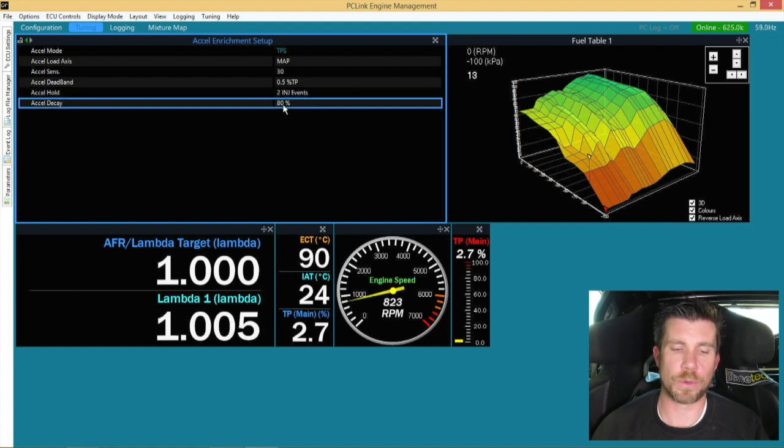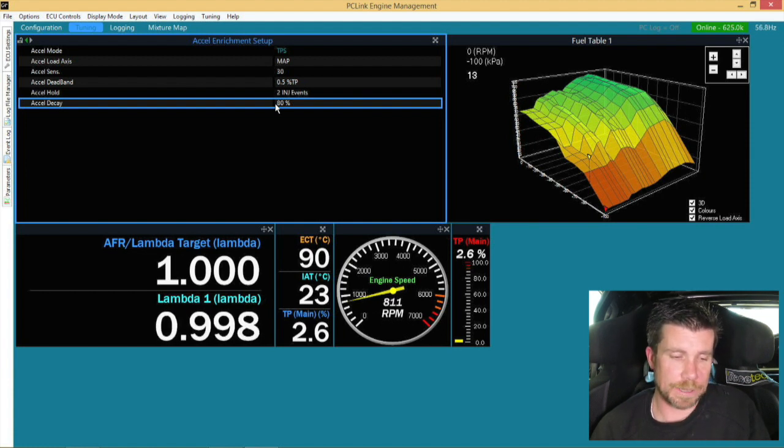The hold also works in conjunction with this accel decay. What's essentially happening is when the ECU requests acceleration enrichment, it will add the acceleration enrichment, hold it for the set number of injection events, and then decay it back to 0. And the higher this number, the quicker the acceleration enrichment is decayed. Again, typical numbers here generally do a reasonably good job.